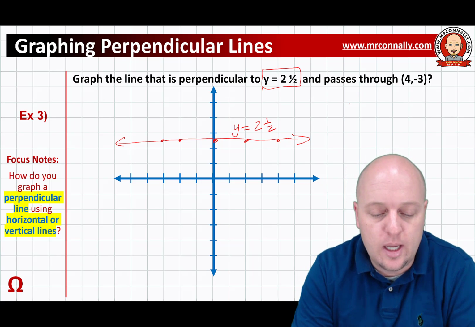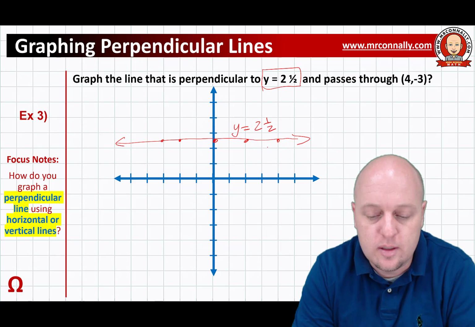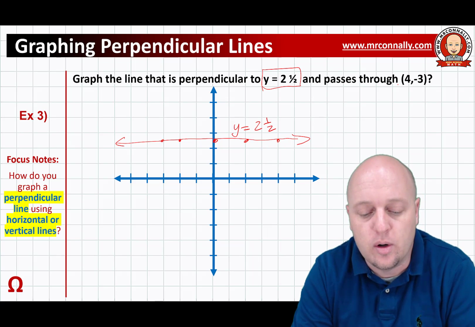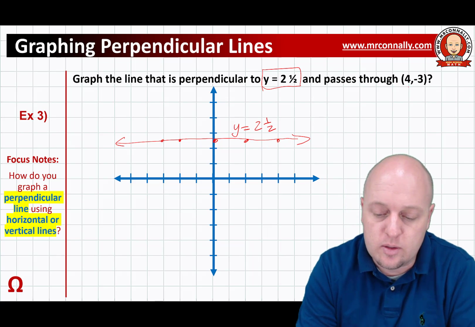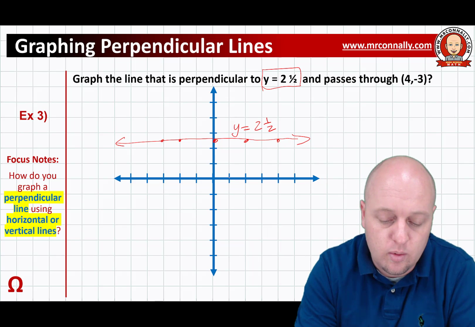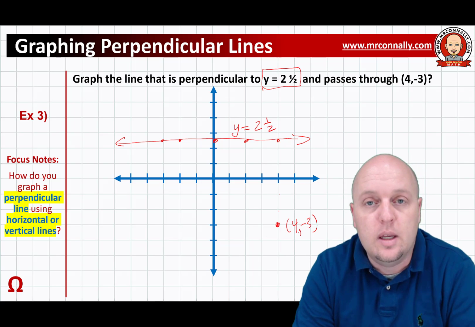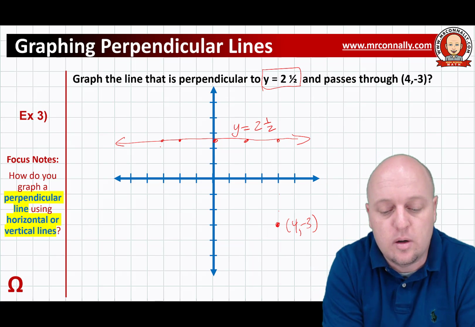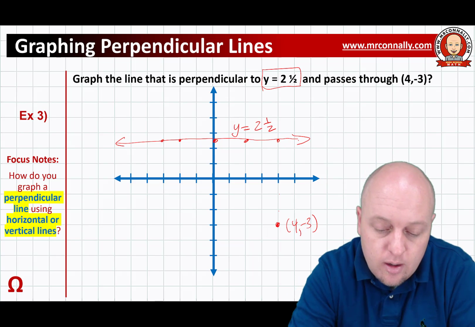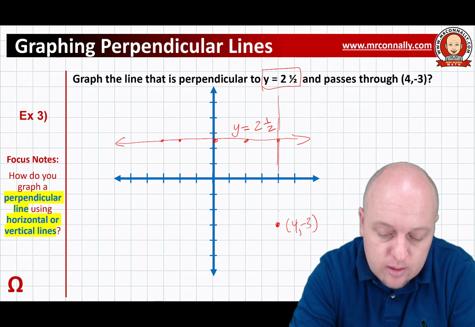Okay, and we want a line that is perpendicular to this but passes through the point 4, -3. Okay, so let's go ahead and graph 4, -3. 1, 2, 3, 4, and down 3. 1, 2, 3. So here's 4, -3. Okay, to be perpendicular, if this is a horizontal line, we need a vertical line that goes through here like this. So just draw a vertical line.